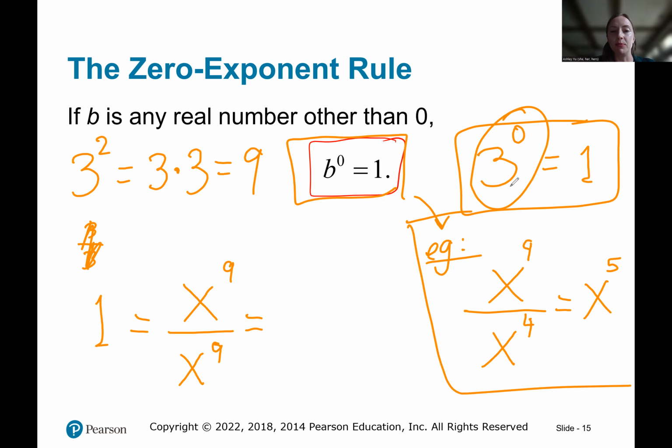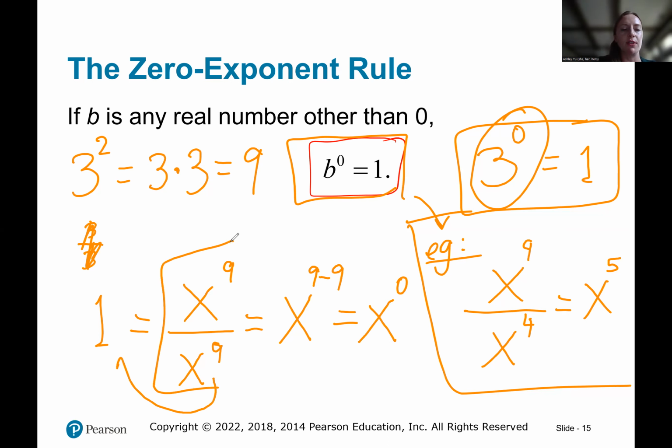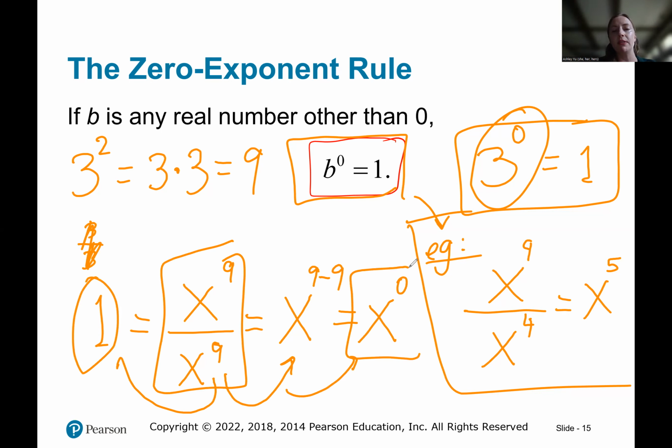But in the other way, based on the rule we saw on the previous page, I should subtract the powers. x to the 9 minus 9 is x to the 0. So based on old fraction knowledge, I know this expression should be 1, but based on our new exponent rule from the previous page, it should be the same as x to the 0. So we just declared that that's true: anything to the 0 power is 1. If that's not true, then our other exponent rules don't make any sense.